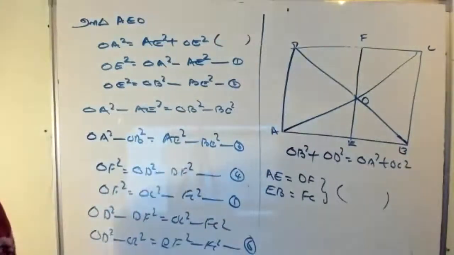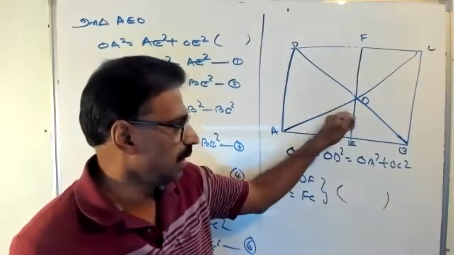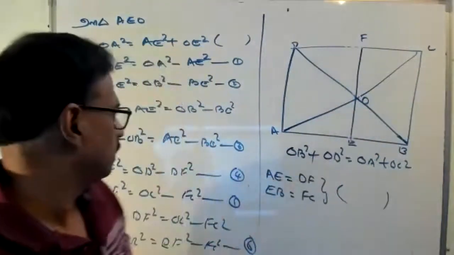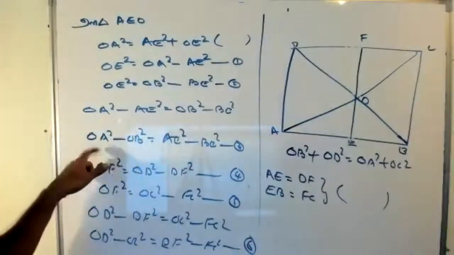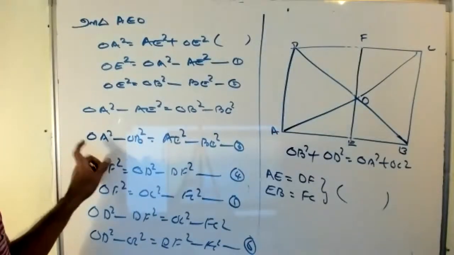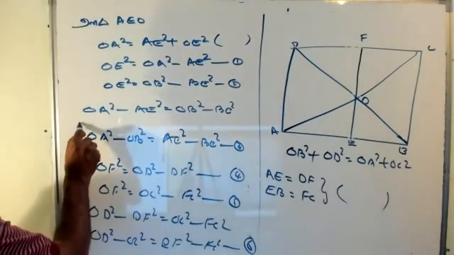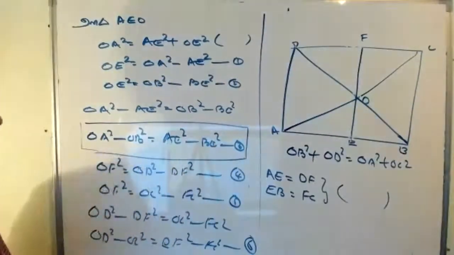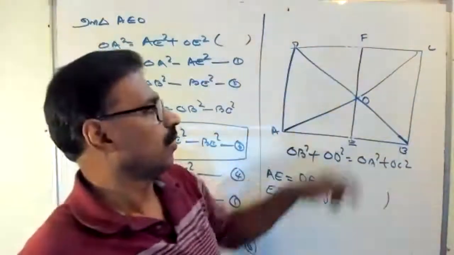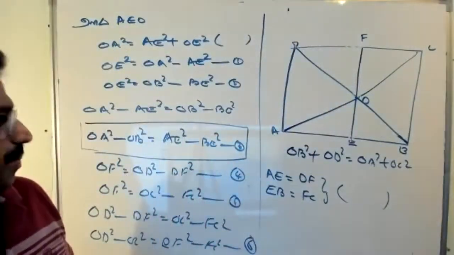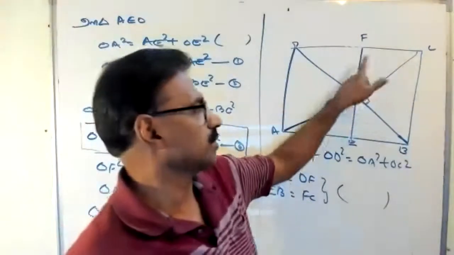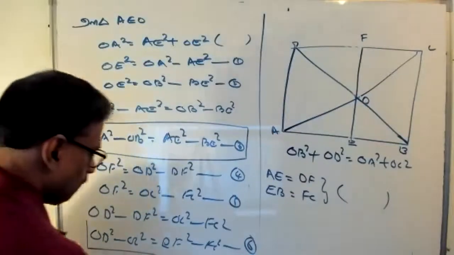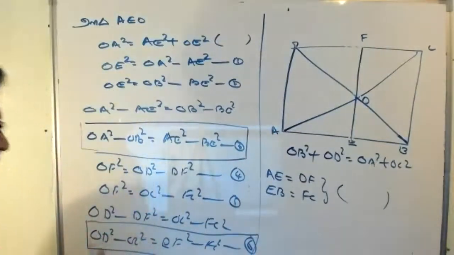Okay, can you write up to here? First you take this triangle's OE square, then this triangle's OE square. Equate it, we get this one: OA square minus this one. Then this triangle, OF square equal to OD square minus DF square. Then OF square equal to OC square minus FC square. We get this one. Okay, right up to here.